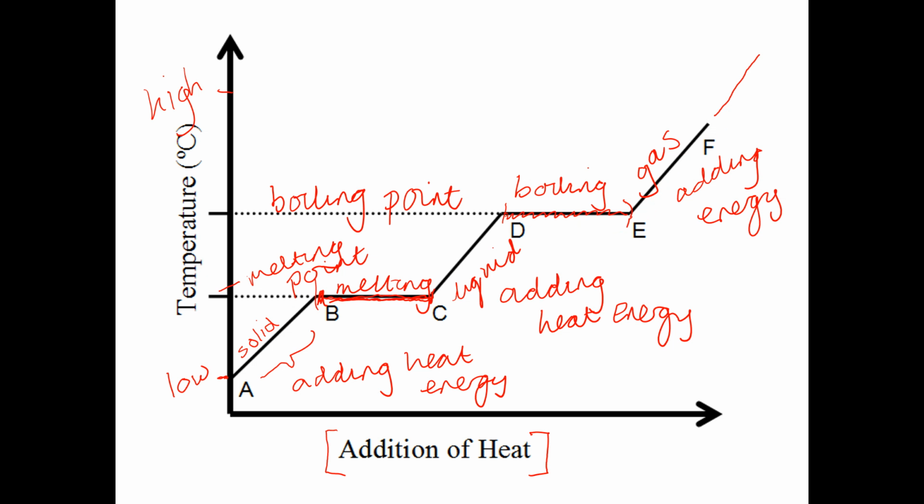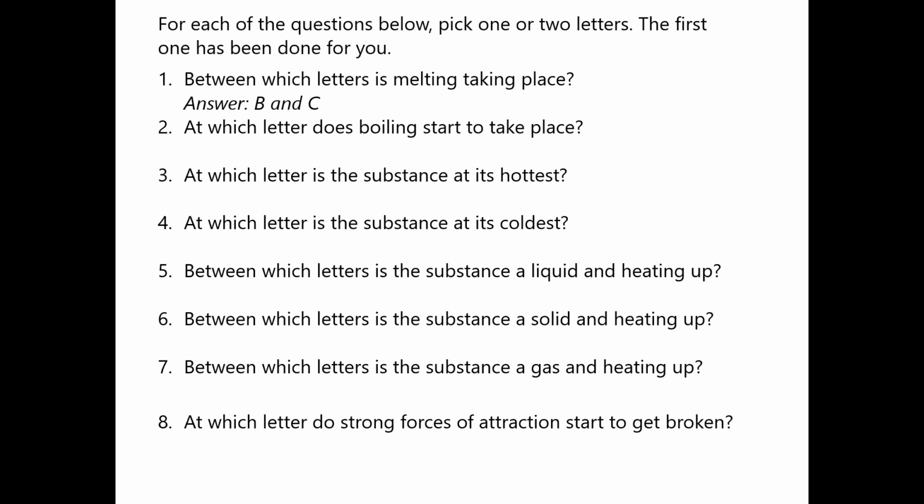So, excellent. We're now going to answer the questions. For each of the answers, you can pick just letters, 1 or 2 letters. The first one has been done for you, so we'll just look through the first one, and then you can have a go by yourselves. So, question 1. Between which letters is melting taking place? It says answers B and C. Let's have a look why.